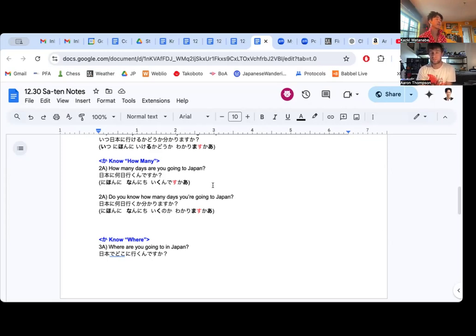Most of the time, not 100% of the time, but when you ask how many days are you going to Japan, do you already know this person is going to Japan? Pretty close. Usually, yeah. That's why you're asking how many days. Extra piece of information, right? So you're actually linking to a certain piece of information you've already had.